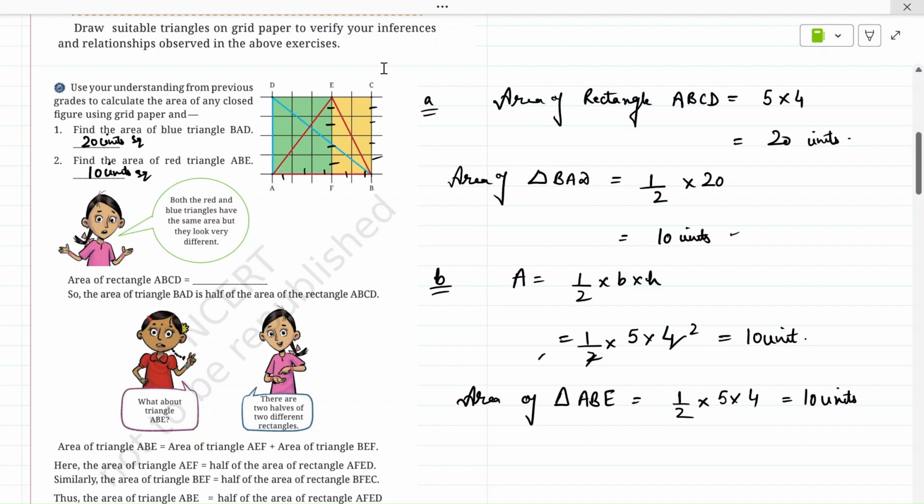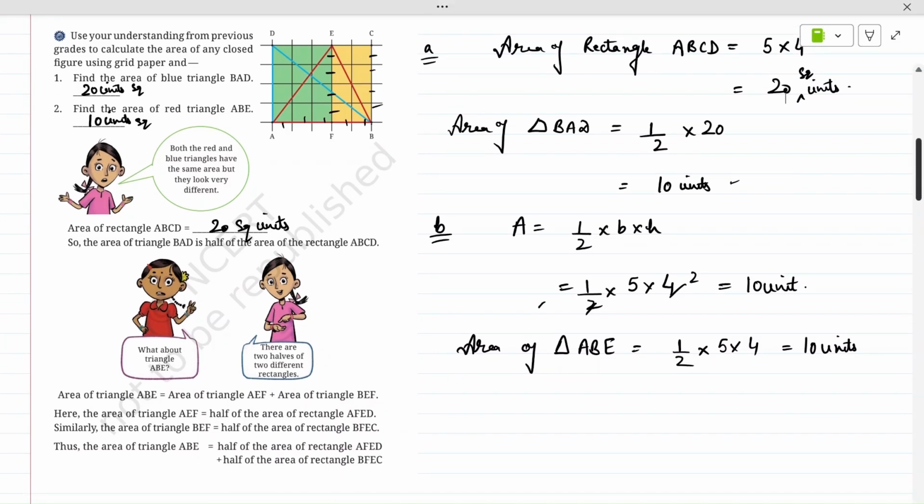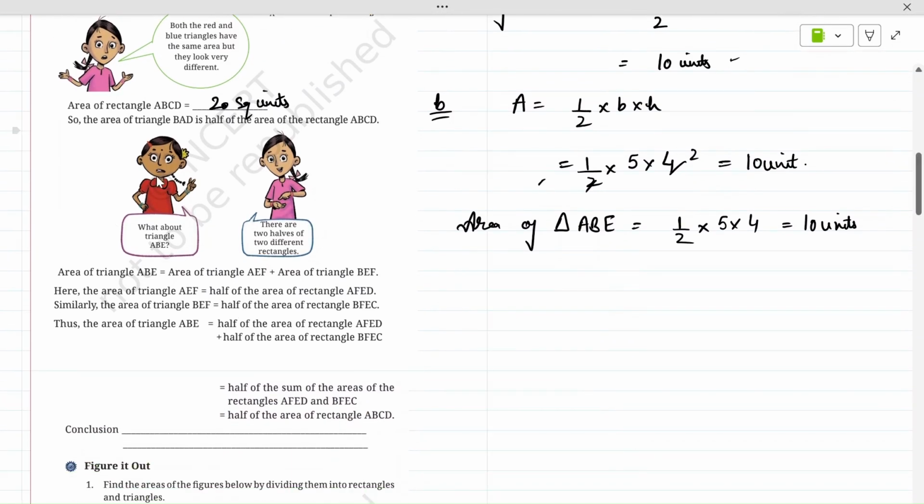Area of rectangle ABCD, this complete we took out, it is 20 units. So you can write it as 20 square units. I'm also correcting here, 20 square units. Now, we know the area of the full rectangle and the two triangles given. Moving further, the area of triangle BAD is half of ABCD. This also we have derived out.